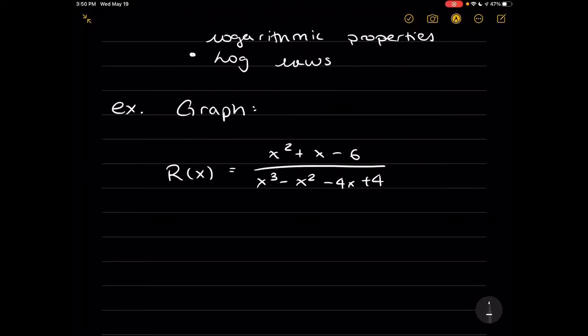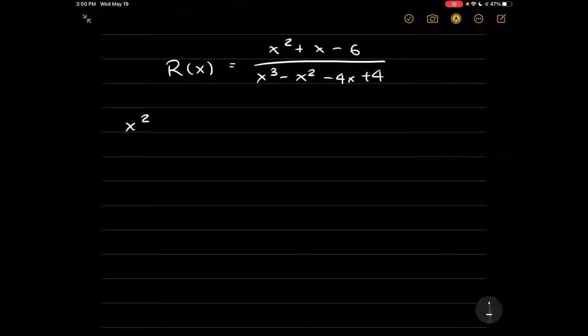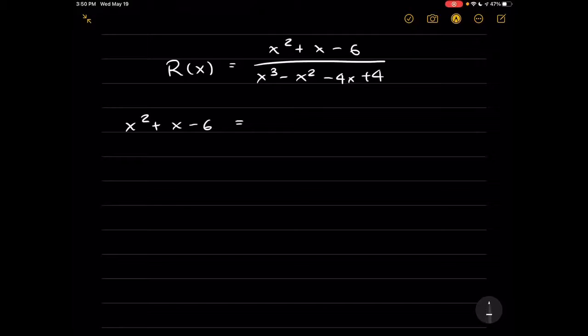Okay, so first we want to go ahead and factor the numerator and denominator. So x squared plus x minus 6, that's the numerator. We can go ahead and use the AC method or whatever you like. I'm pretty sure this factors out to just be x plus 3, x minus 2. Fairly straightforward. And then the bottom, x to the third minus x squared minus 4x plus 4.